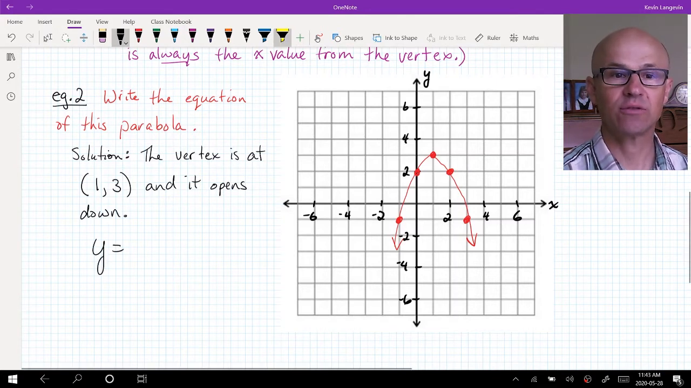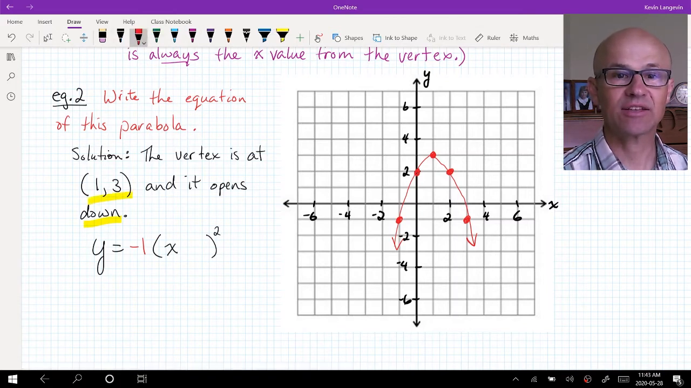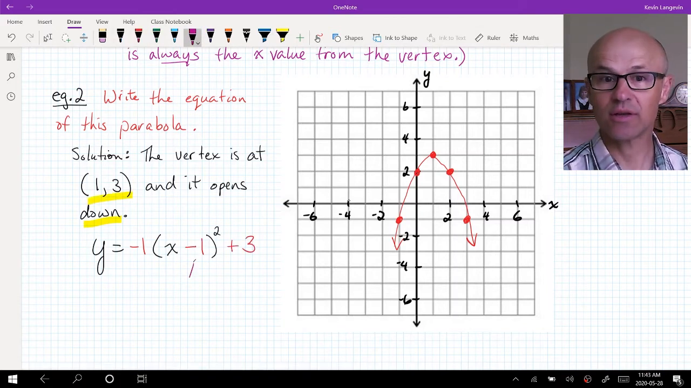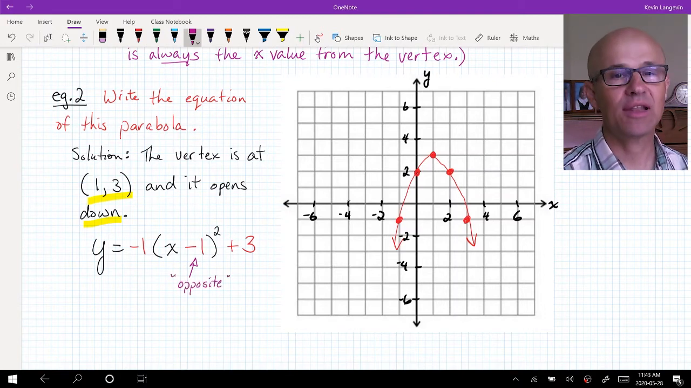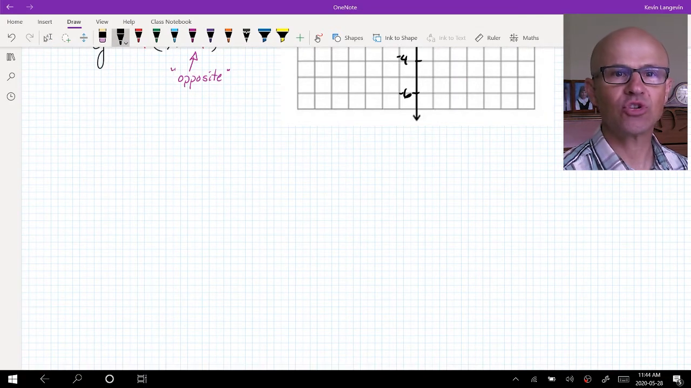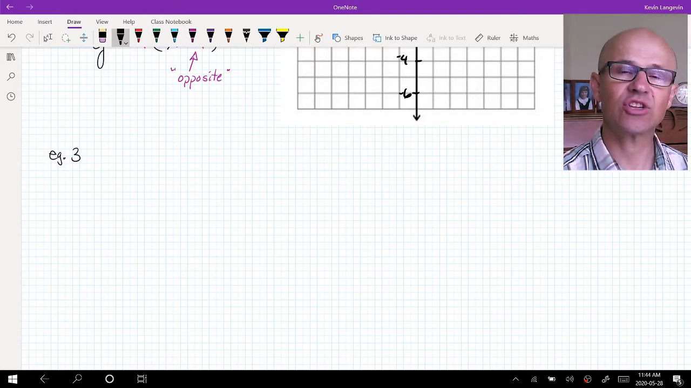So my equation is y equals, I'm putting a -1 for down, and I'm putting an (x minus 1) squared plus 3 as my equation. The majority of the things that we're going to see in our homework, the a value is typically a 1. That can change. Again, we'll talk about that later on.